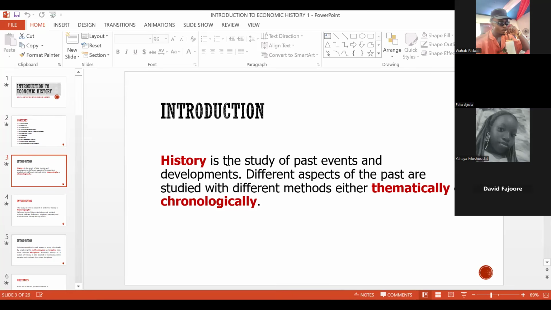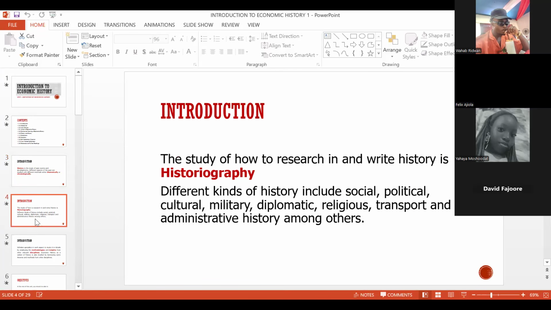Some will say history is a dynamic phenomenon that deals with changes and continuity in different societies. That is, history is not a predictable mechanism. History does not repeat itself. You must have heard that. So history is also the study of past events and development. Different aspects of the past are usually studied with different methods, either thematically or chronologically. Am I making sense? In this context, this also applies to the study of economic history.